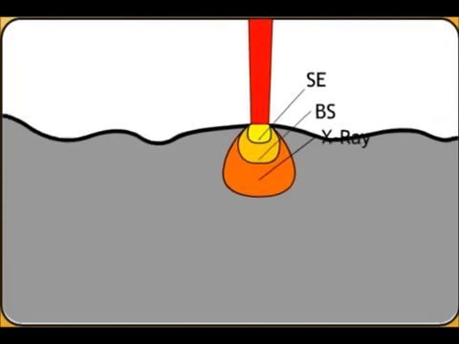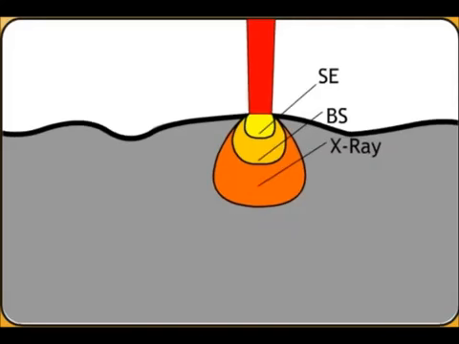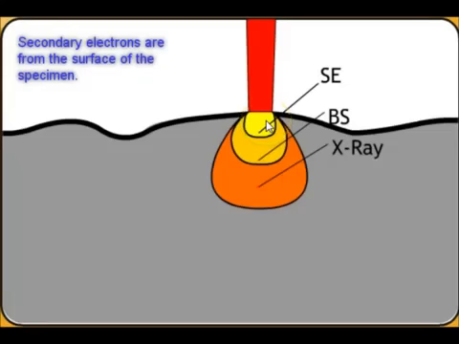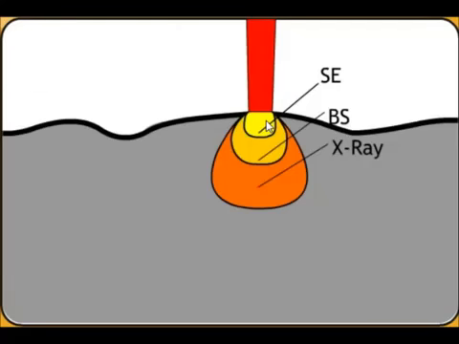So this illustration will actually show you where these electrons are going to come from. So you can see here the secondary electrons are going to be surface electrons. So they're very shallow, but these are very, very good for getting surface features. And of course, that's one of the main reasons for using a scanning electron microscope.